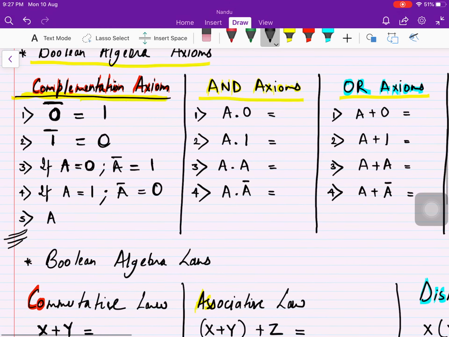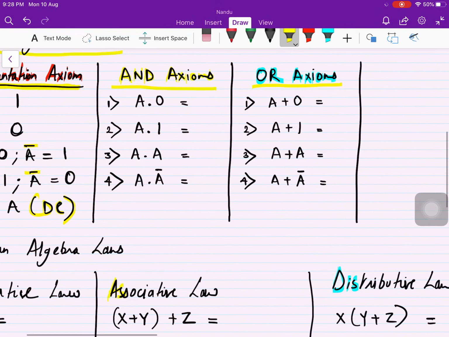The fifth one is very interesting, it's called double complement. Here we were using just a single complement, but now it has become a double complement. When there is a double complement, it turns back to itself. Just for information, this is called double complement.